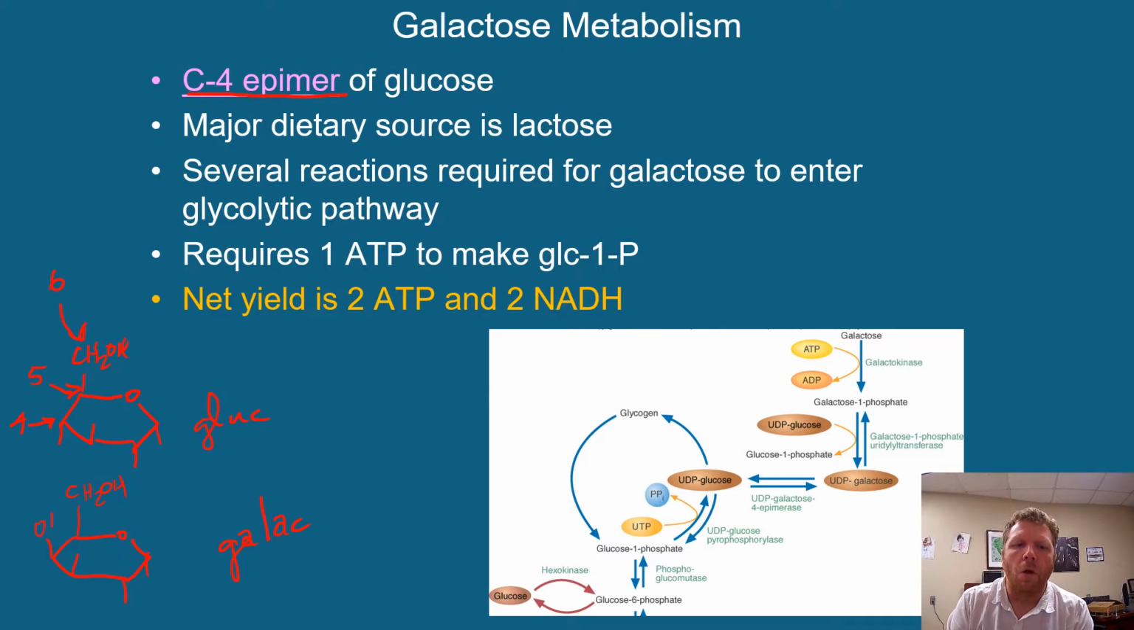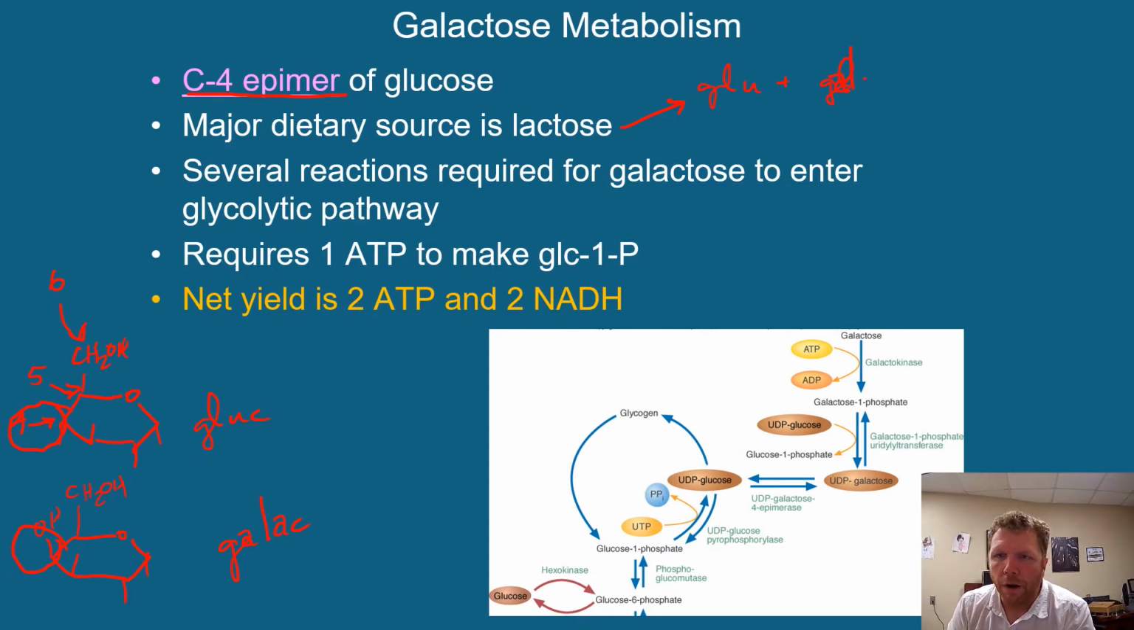There we go. The difference is just this carbon right here. I'm going to circle it, and right there. So the positioning of that hydroxide group. Now this is a major dietary source of lactose. A major dietary source of galactose is from lactose, because lactose is a disaccharide of glucose plus galactose.